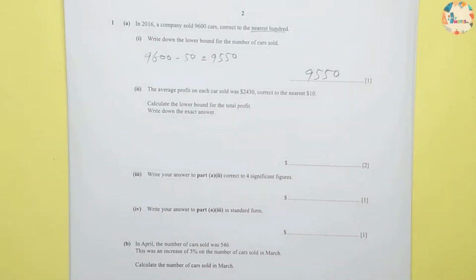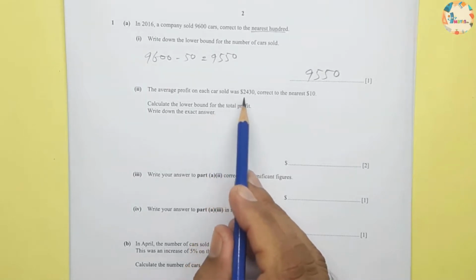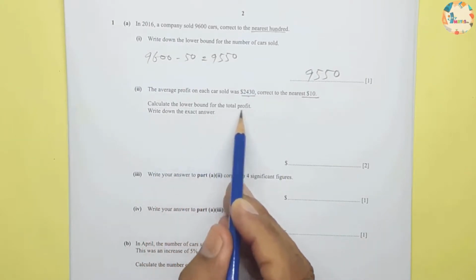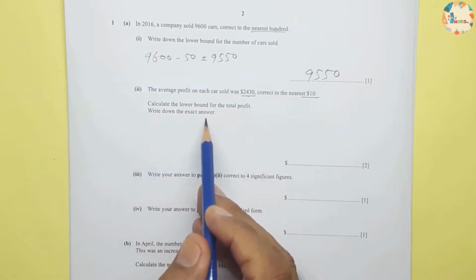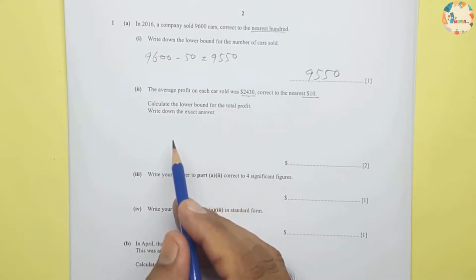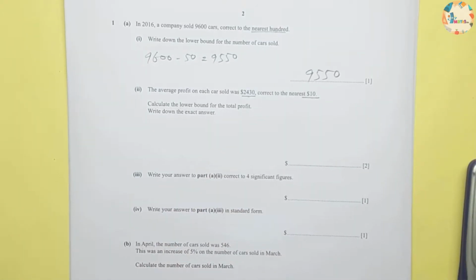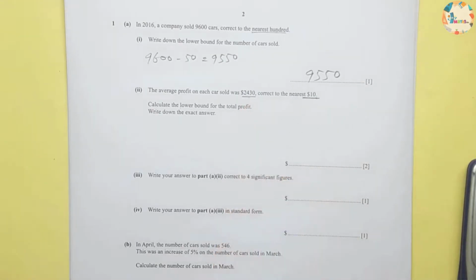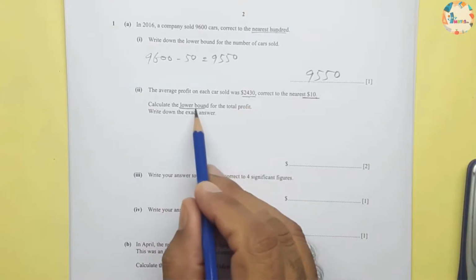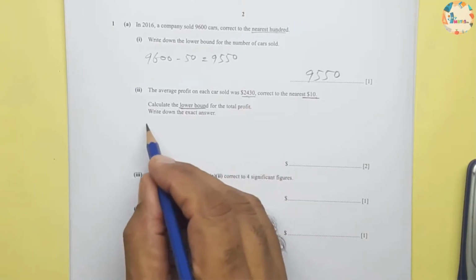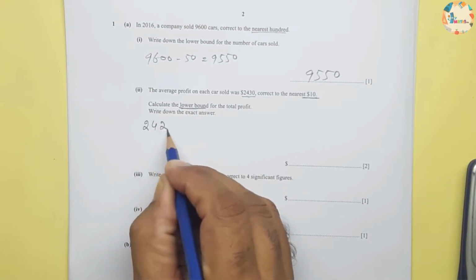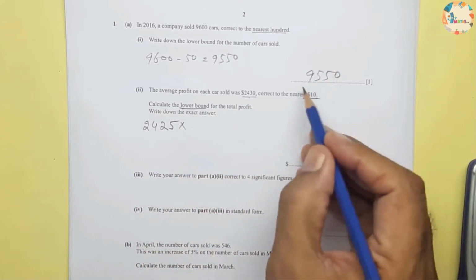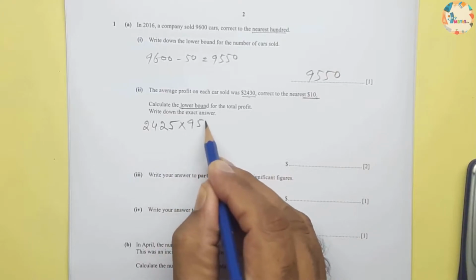Part 2, the average profit for each car sold was this much, correct to the nearest 10. Calculate the lower bound for the total profit. Write down the exact answer. Correct to the nearest 10 means half of 10, which is 5, so we add and subtract for upper bound and lower bound. We need a lower bound, so we subtract 5, giving 2425, and multiply it with the number of cars sold, which is also the lower bound, 9550.